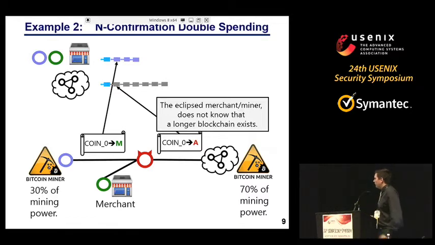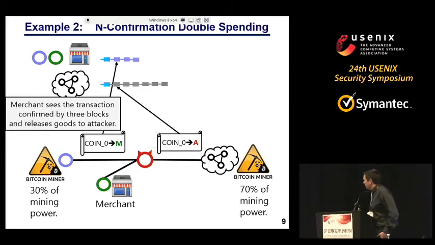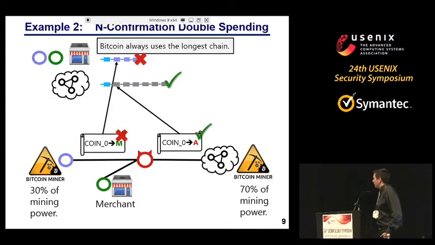So the merchant has no idea that the transaction's been double spent due to the partition, and the merchant has no idea that there is an existing longer blockchain. So the merchant releases its goods to the attacker. And then the attacker starts relaying blocks again, and all of a sudden this blockchain is no longer valid. It's thrown away. The transaction to the merchant is thrown away, and the attacker gets the money back.